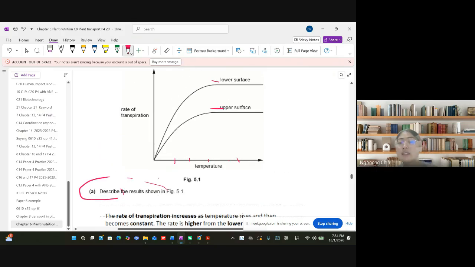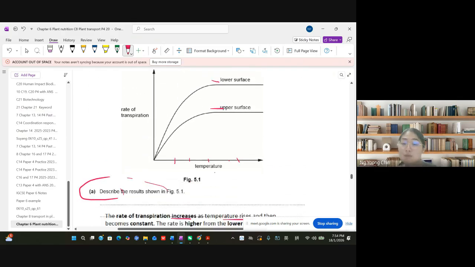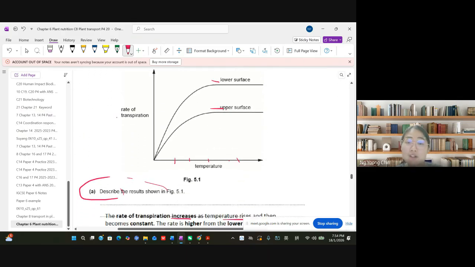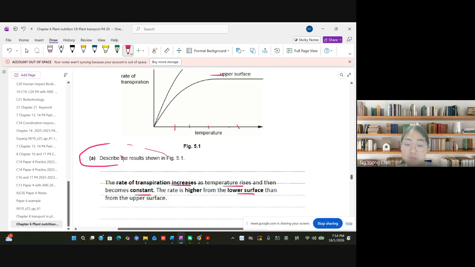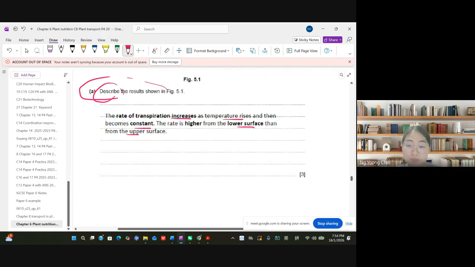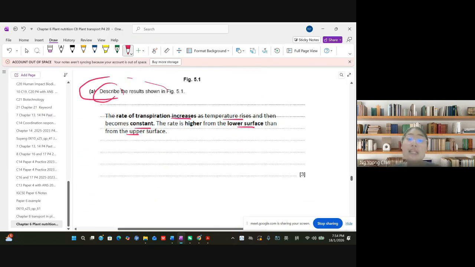So you should say that initially the rate of transpiration increases as the temperature rises, and then later it becomes constant and reaches a plateau state. Another thing is you compare the higher rate of transpiration at the lower surface compared to the rate of transpiration at the upper surface. Just compare, describe only. A lot of students, whenever they are asked to describe, will put the reason. The answer should only describe the trend, unless they ask you to describe and explain the result, only then you write the reason.